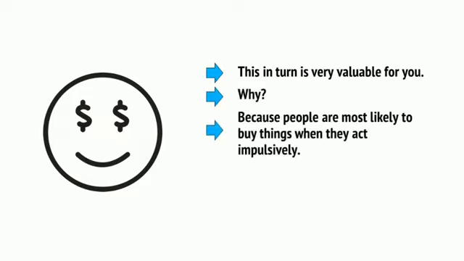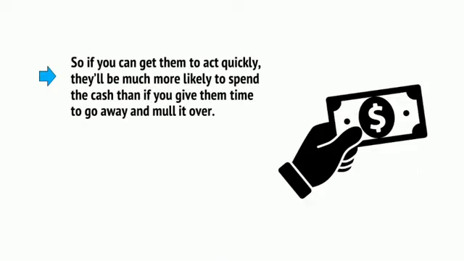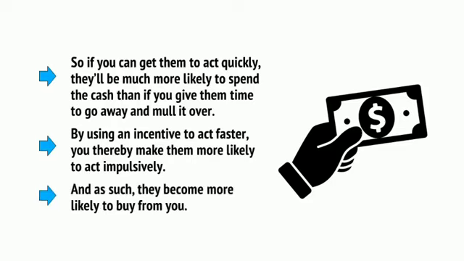Why? Because people are most likely to buy things when they act impulsively. People buy most of the time based on emotion, not reason. So if you can get them to act quickly, they'll be much more likely to spend the cash than if you give them time to go away and mull it over. By using an incentive to act faster, you make them act more quickly and more impulsively. And as such, they'll be much more likely to buy from you.